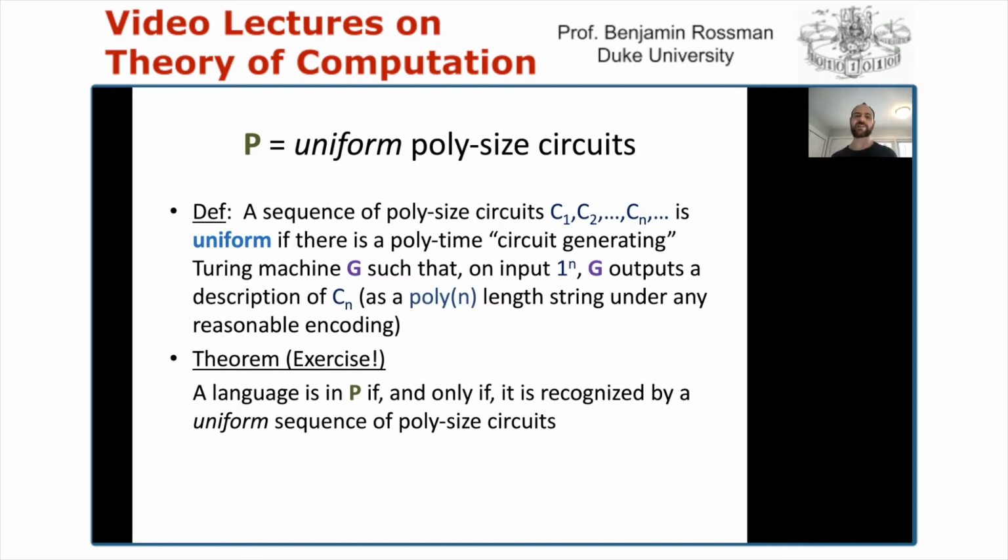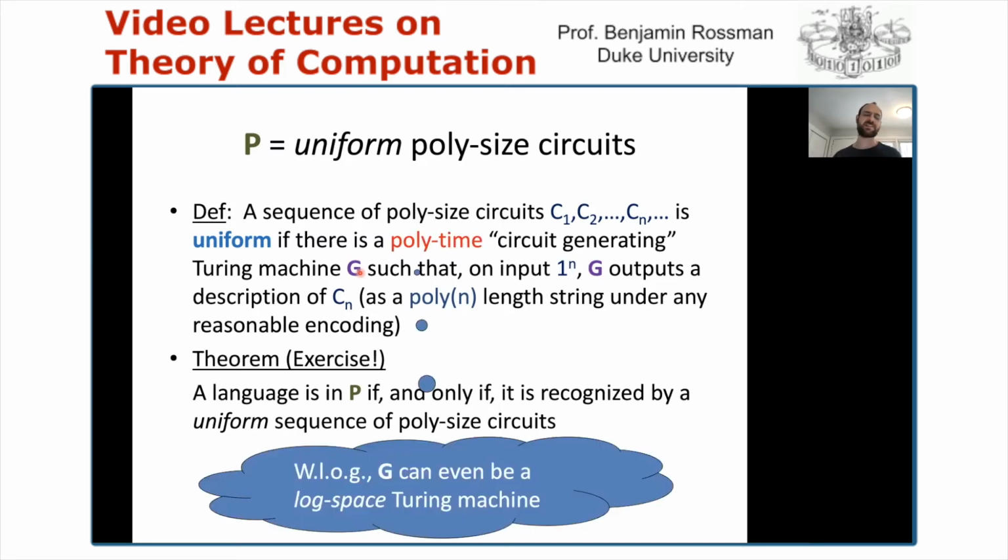In the opposite direction, suppose we have a uniform sequence of poly-size circuits generated by some Turing machine G. Then we get a polytime language by, on input X, first running the machine G on 1 to the n, where n is the length of X. This produces some circuit Cn, and then we simulate that circuit, which can be done also by a polytime Turing machine. Each of these steps is polynomial time, so this produces a polytime algorithm for our language.